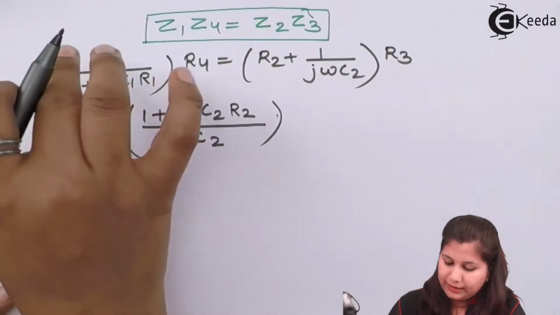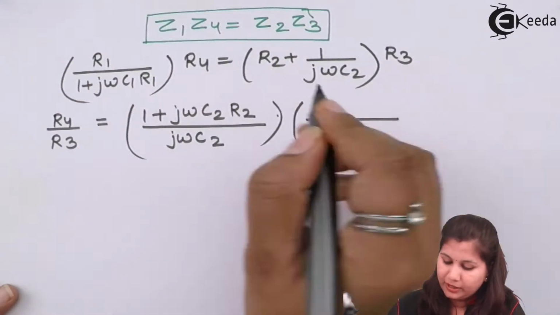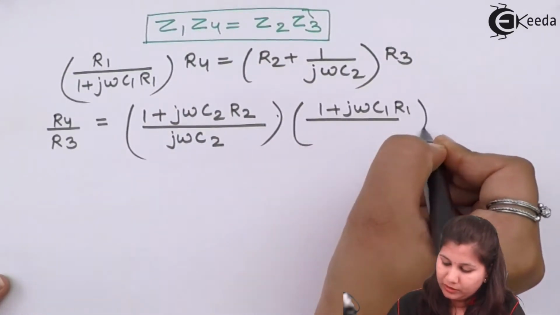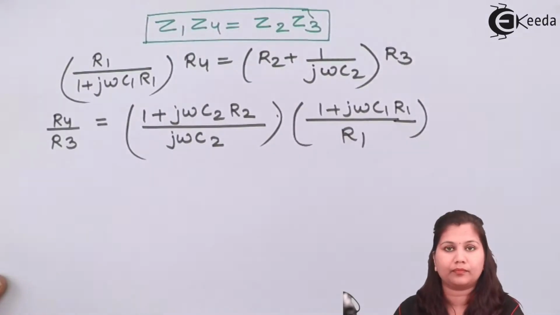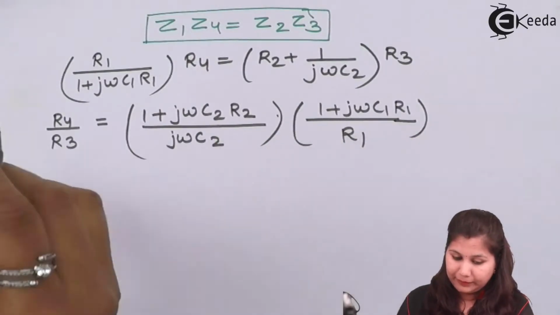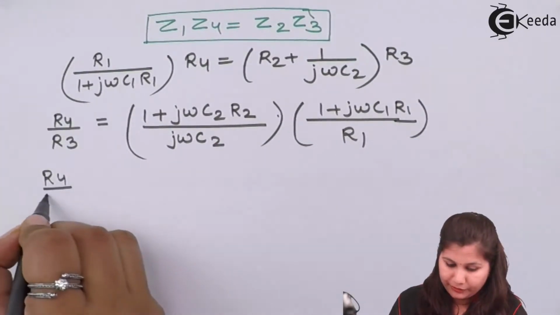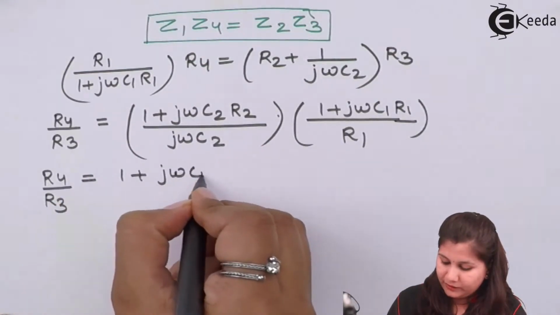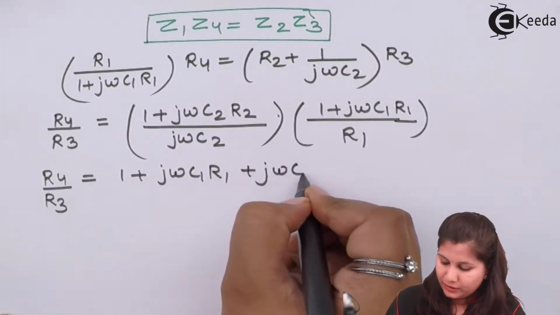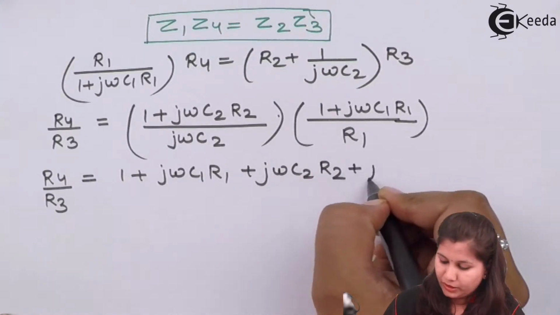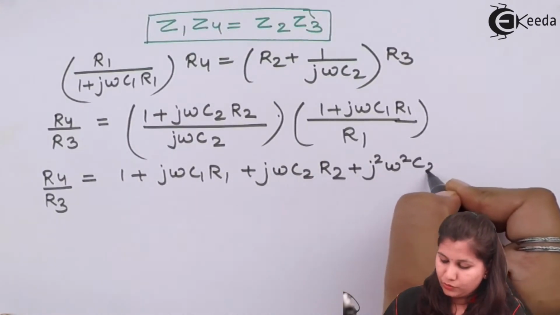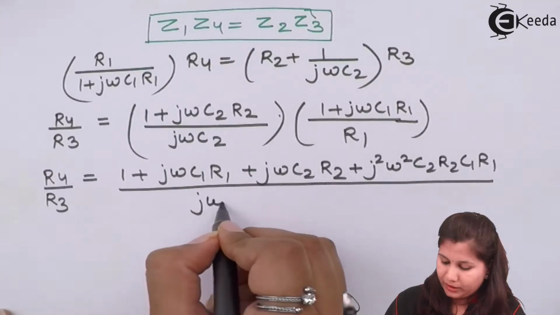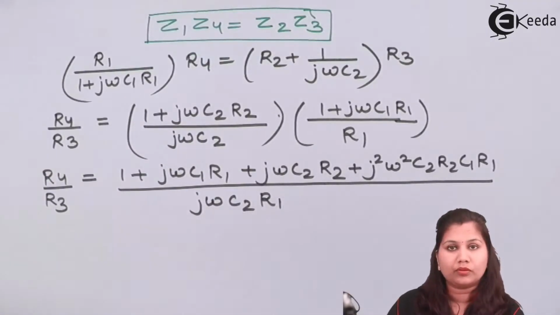Okay, and this will be cross multiplied. The denominator will become numerator, so it will be 1 plus j omega C1 R1 divided by R1. Again multiplying this, we will get R4 upon R3 equals 1 plus j omega C1 R1 plus j omega C2 R2 plus j square omega square C2 R2 C1 R1 upon j omega C2 R1.